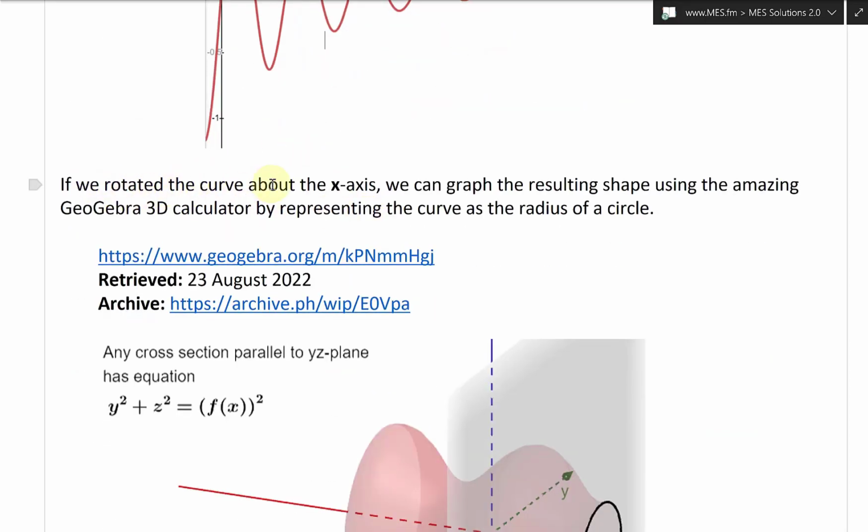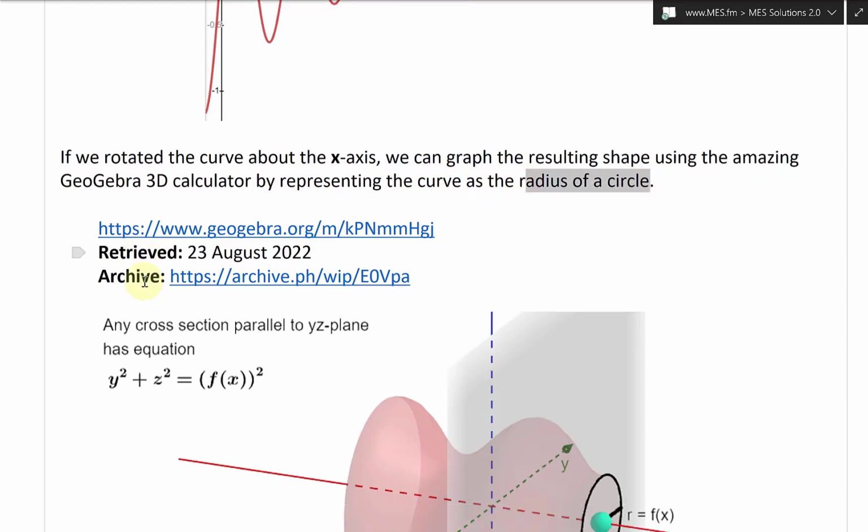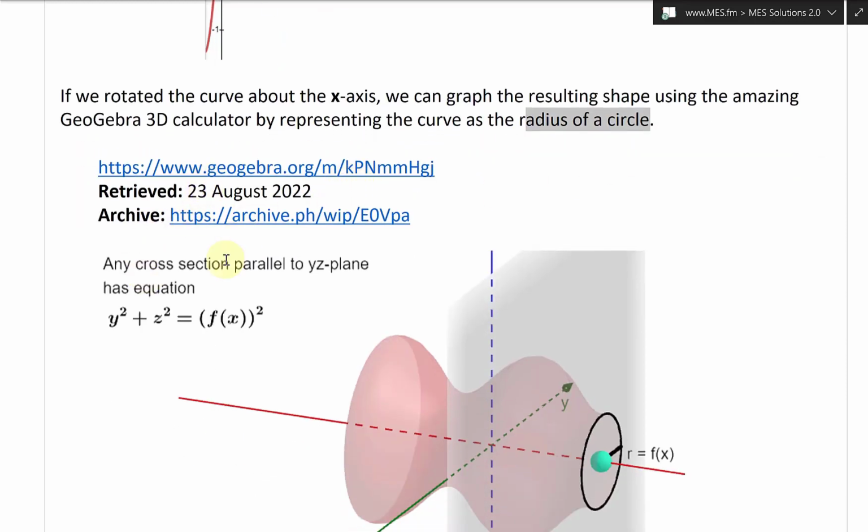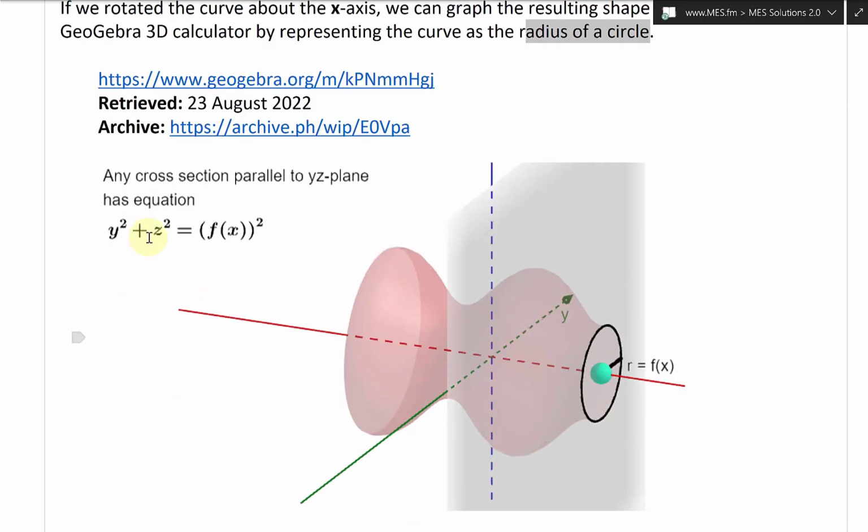If we rotate the curve about the x-axis, we can graph the resulting shape using the amazing GeoGebra 3D calculator by representing the curve as the radius of a circle. This link right here illustrates the concept, at geogebra.org. Any cross section parallel to the YZ plane has equation y squared plus z squared equals f of x squared. In other words, this is just the equation of a circle, where f of x is r, and you're squaring it, so this is r squared.